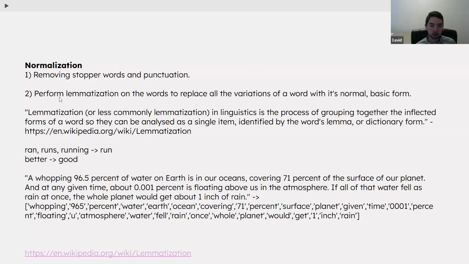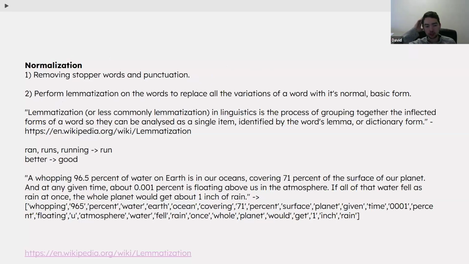And then secondly, we want to perform lemmatization on each word to get its normal and basic form. Lemmatization is actually its own field. It's actually still another open problem.